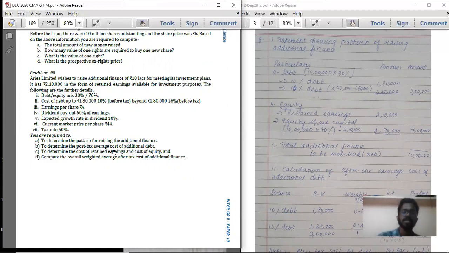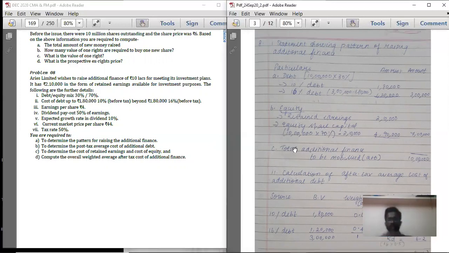To determine the post-tax average cost of additional debt, that is using the 16% and 10% both put together, what is the average cost of additional debt after tax. And C, to determine the cost of retained earnings and cost of equity. Then compute the overall weighted average after-tax cost of additional finance. So for additional finance you are required to calculate the total weighted average cost of additional finance.